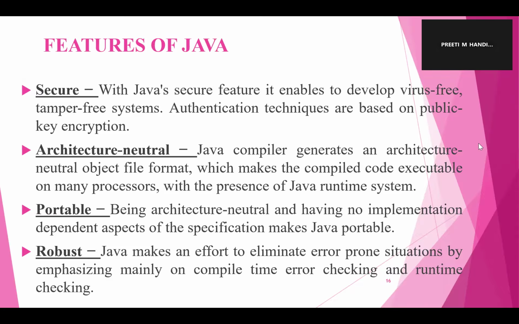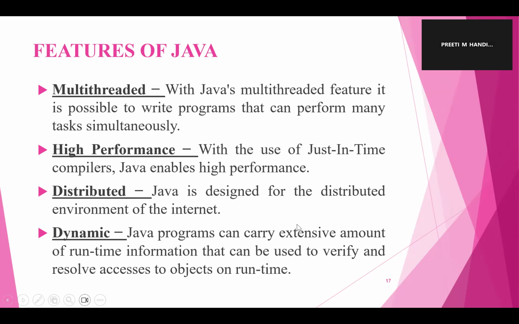Robust: Java makes an effort to eliminate error-prone situations, mainly through compile time error checking and also some runtime checking. Then the next feature is multi-threaded, which makes it possible to write programs performing multiple tasks at the same time. Then the next feature is high performance. As we know, with just-in-time compilation, the Java compiler performs many of the tasks quickly, so we call it high performance.